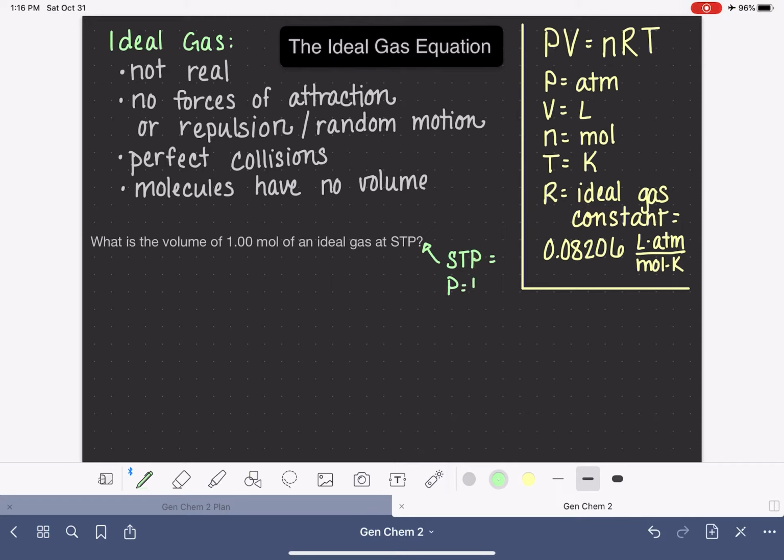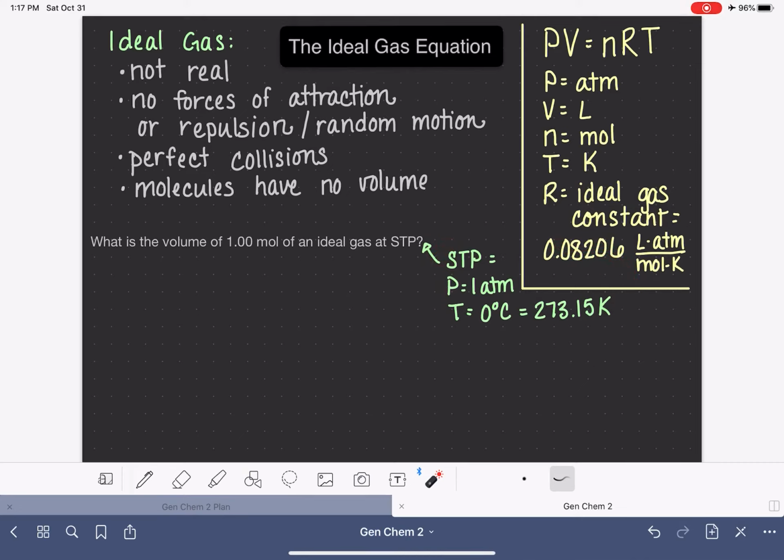Standard pressure is 1 atmosphere, and standard temperature is 0 degrees Celsius, which in Kelvin is 273.15. STP is a really common phrase used in problems involving ideal gas calculations. So this is something that you'll see quite a bit and something that you want to keep in mind.